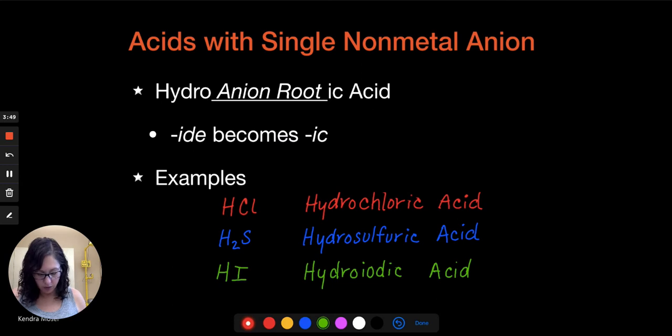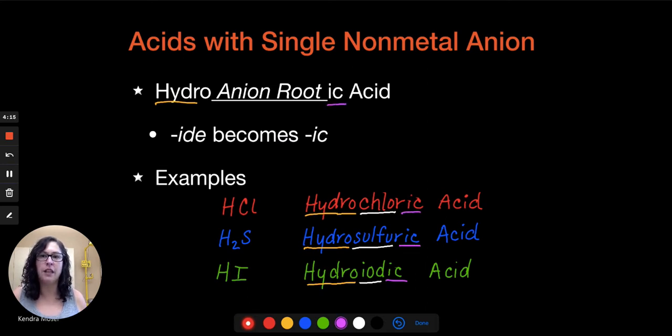And what you notice in these is that each one of them has hydro at the beginning. Then we have the root of the name, chlor, sulfur, and iod. And then at the end, of course, we have ic. So that's the breakdown of how we write these acid names, or how we say these acid names, with single nonmetal anions.